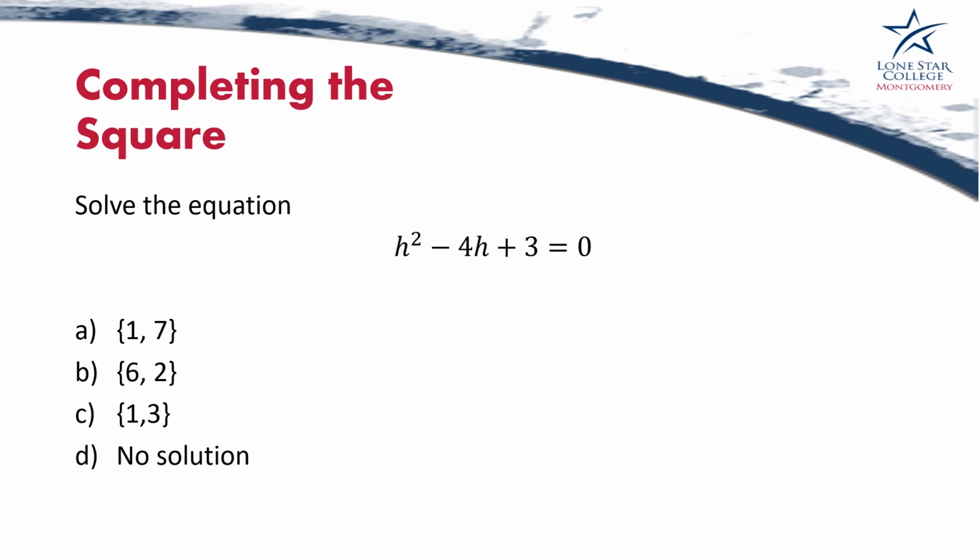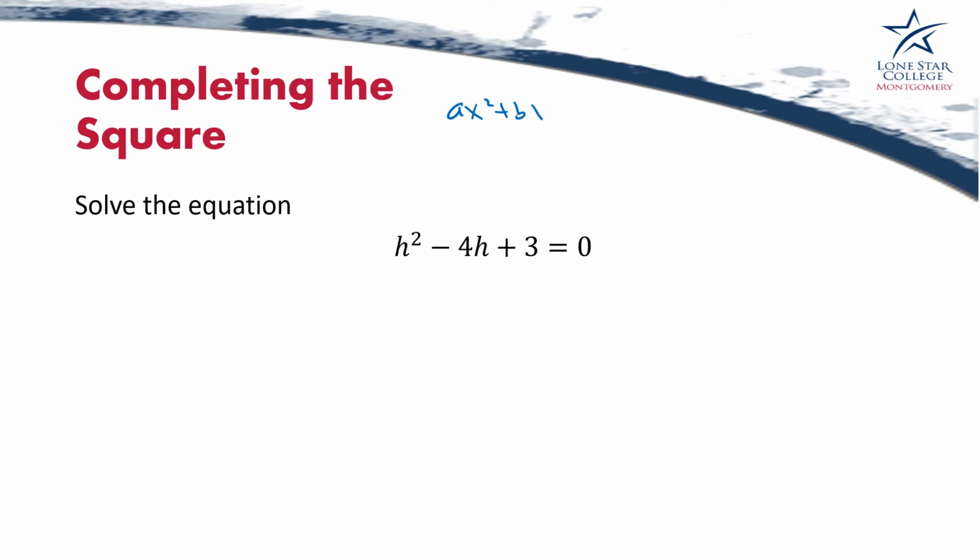Okay, completing the square, solve the equation. Sometimes there are instances where we can't factor a quadratic equation. This is where completing the square comes in. So let's look at that. Let's take into account our standard form of the quadratic equation. Completing the square basically states that if we can't factor it, we take our b value, divide it by 2, square it, and add it to both sides of our equation.